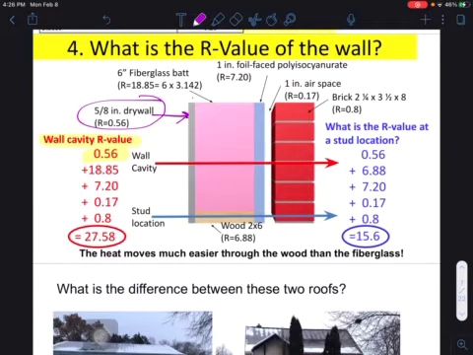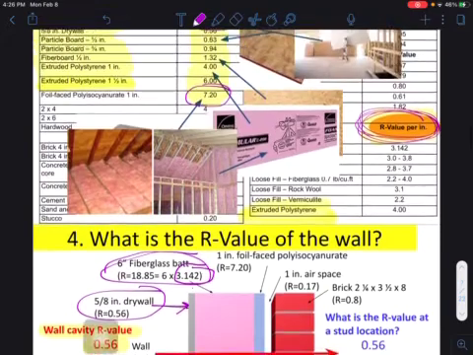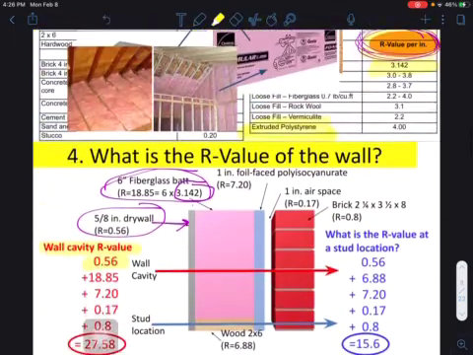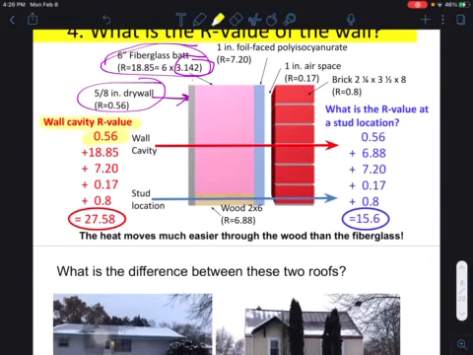Okay. Next to that, you've got this 6 inches of fiberglass batting, and it's the pink part here in the middle. So for this one, the value is 3.142. That comes from right here on the chart. 3.142 is for fiberglass batting, but it's times 6. Remember, for fiberglass, we multiply 6 inches times the value per inch. So 6 times 3.142 gives us a total of 18.85.